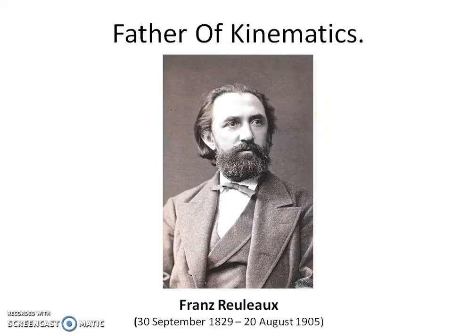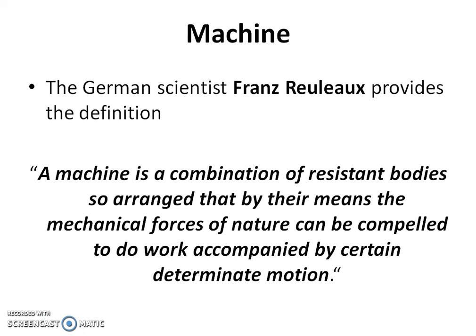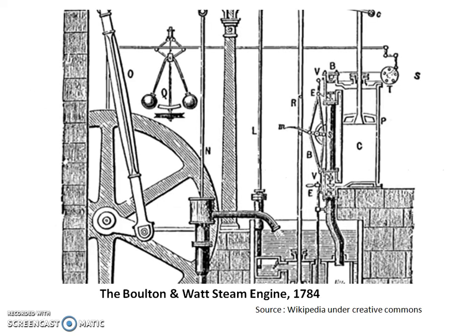Father of kinematics. It all began with a German scientist called Franz Reuleaux, who gave the definition of machine. According to Reuleaux, a machine is a combination of resistant bodies so arranged that by means of it, mechanical forces of nature can be compelled to do work, accompanied by certain determinate motion. So the motions of a machine are determinate and mechanical forces of nature are compelled to do work.